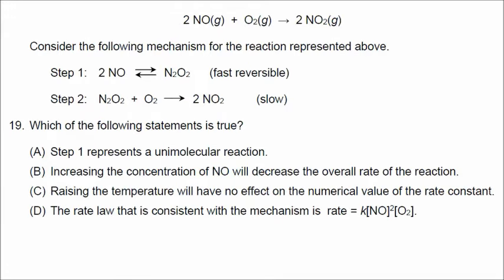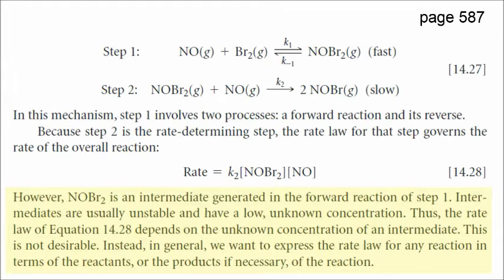Number 19. We've got 4 statements. Which of the following statements is true? In this mechanism, the first step is actually fast, reversible, and the second step is slow. On page 587, here's an example, just like that, where you have a fast equilibrium followed by a slow step. And it mentions that because we're focusing on the slow step, the rate would equal k times the concentration of NOBr2 times the concentration of NO. Again, first order because there's only one molecule of each chemical. Well, here's the problem.